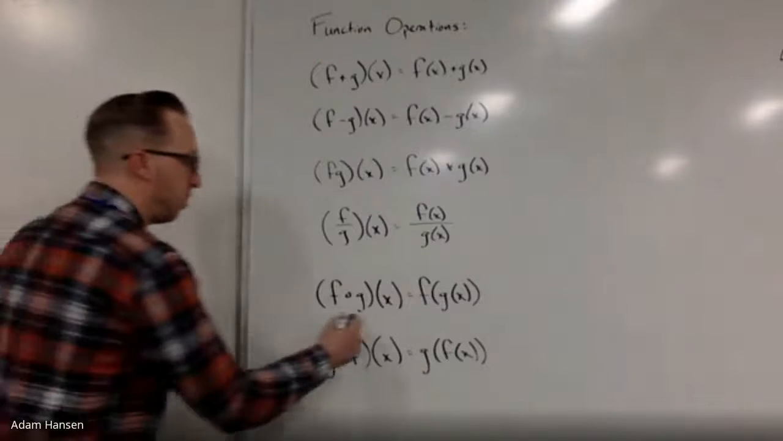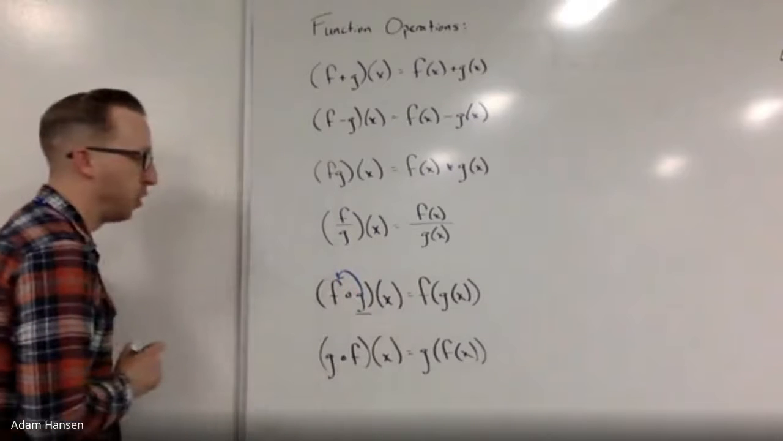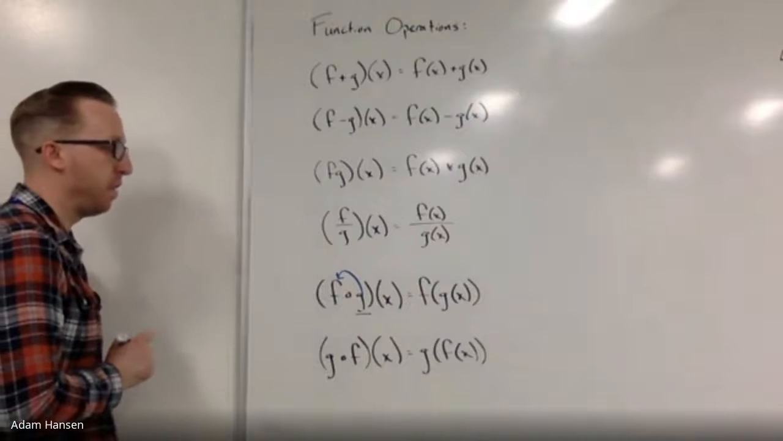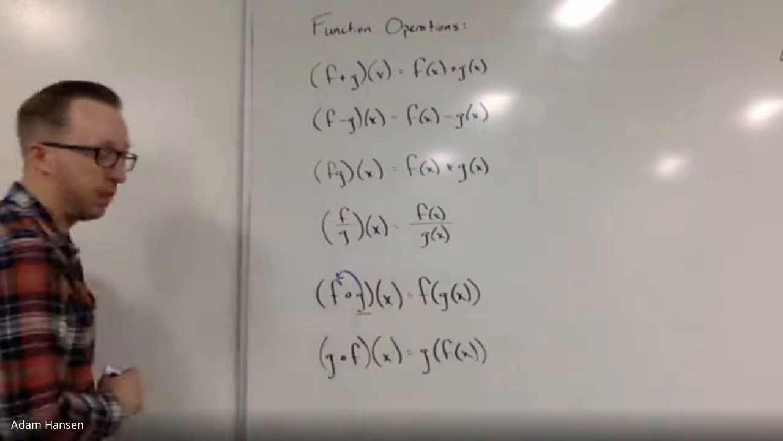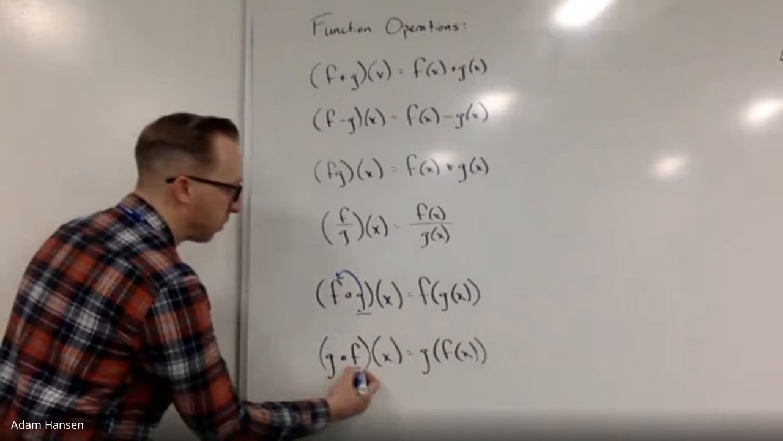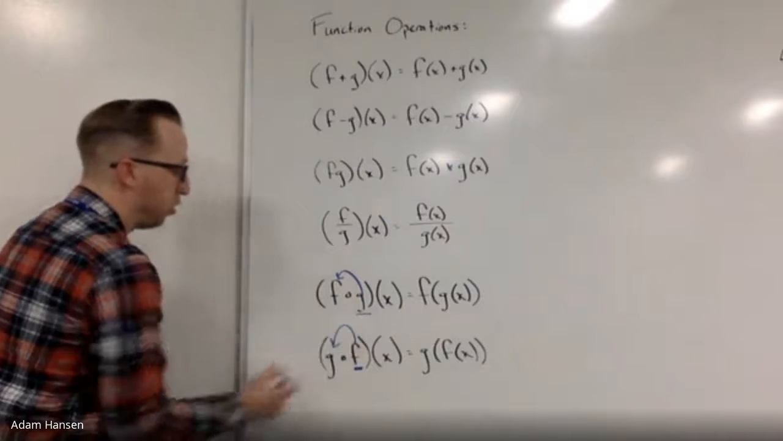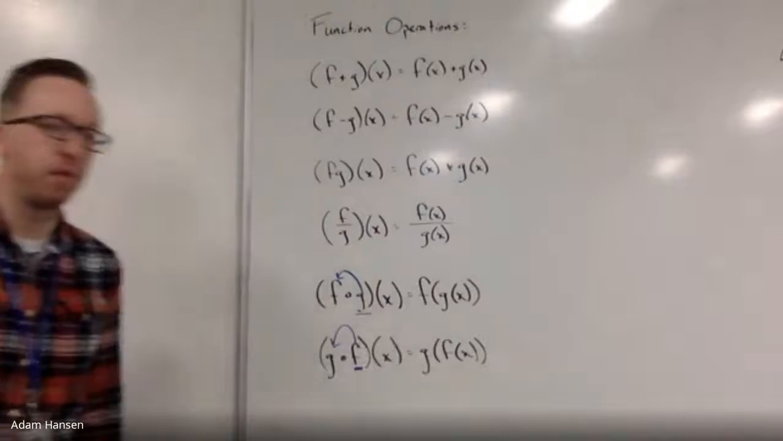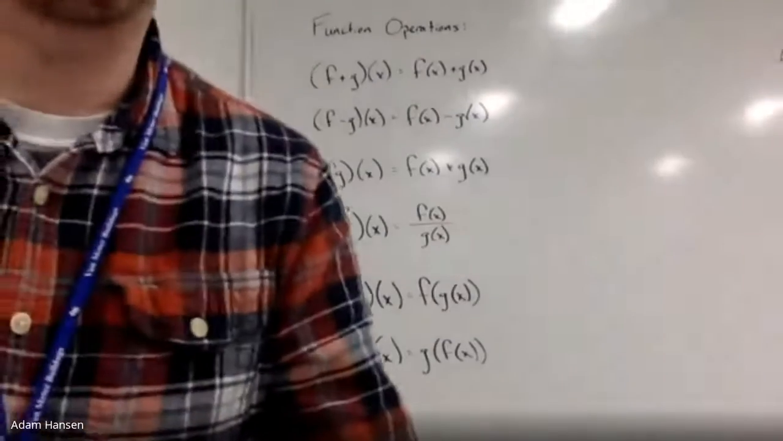Whatever function comes second is what gets substituted into the first function. f composed of g of x, f is made up of g of x. g(x) gets substituted into f. If I reverse the process, g(f(x)), g composed of f of x, f gets plugged into function g. g is built from function f(x). g is made up of function f(x).